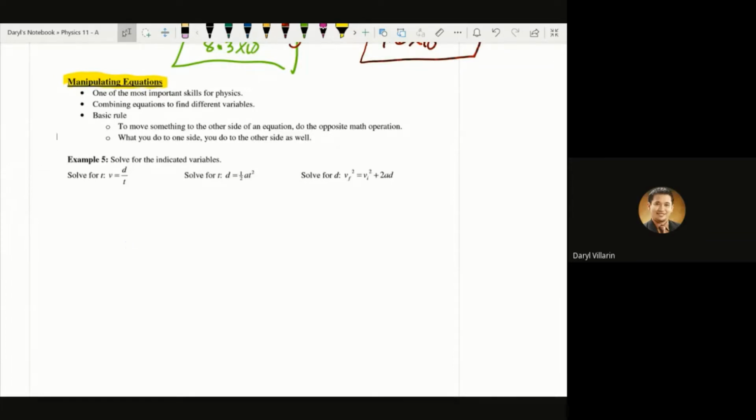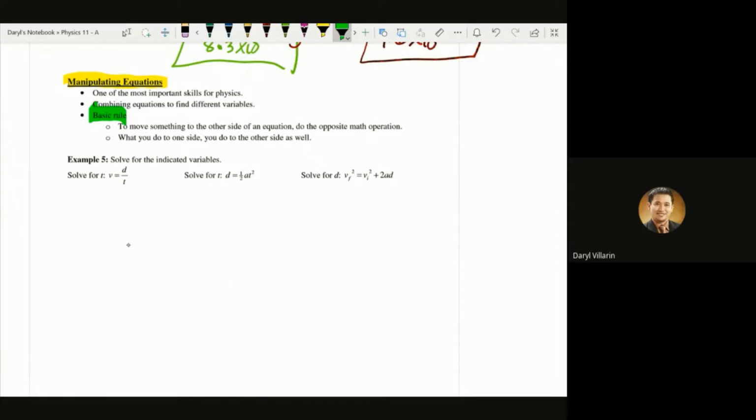So again, this is an important skill that you need to have, combining equations to find different values. The basic rule is to move something to the other side of an equation. Do the opposite math operations. Well, you've done this maybe in solving equations in your math, okay? So what you do on one side, you also do on the other side. The meaning of this is that if you're adding on one side, you also need to add to the other side. If you're dividing on one side of the equation, you also do that on the other side.